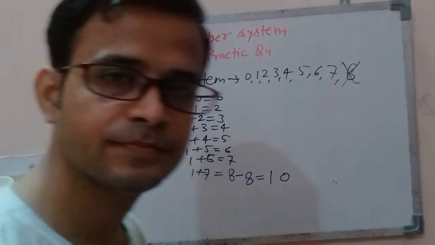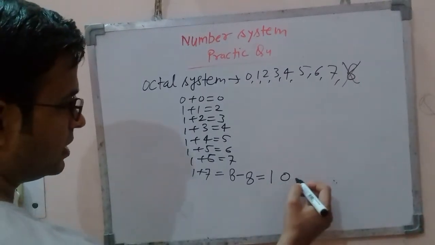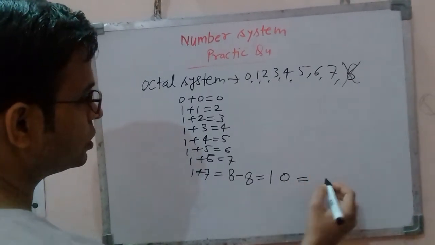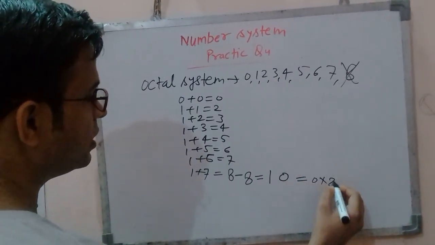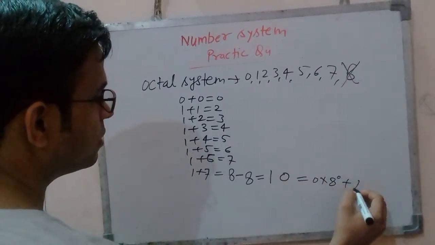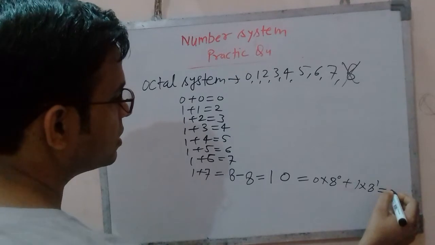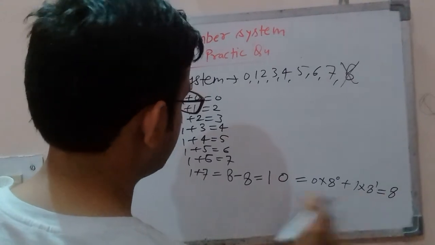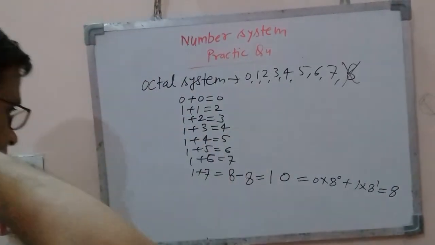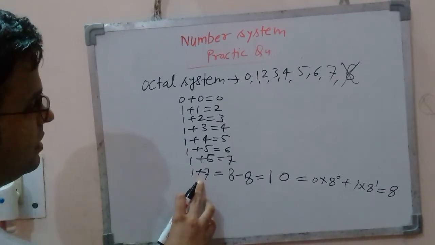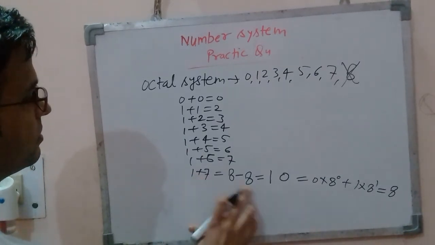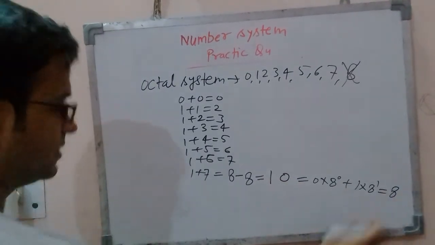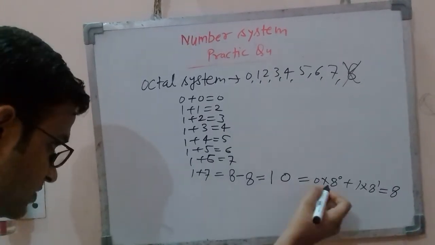Is that clear to you? Right? See here. If you convert this octal number into decimal, you will get 8. See here, 0 into 8 to the power 0 plus 1 into 8 to the power 1. That means how much? You will get 8, right? 1 plus 7, 8, right? So that means 8 can be written in octal system like 1 0. 1 0 in octal system is nothing but decimal 8, right? You can also understand this last point.